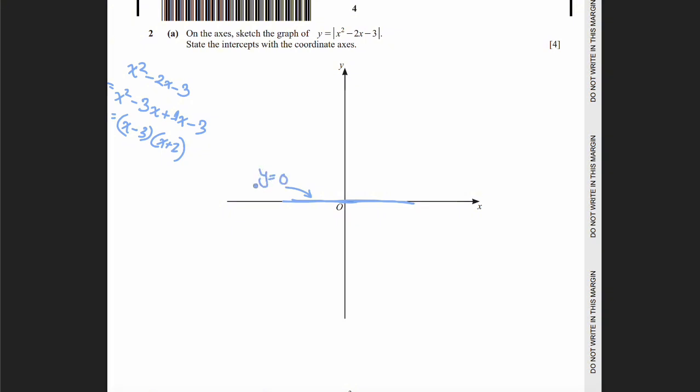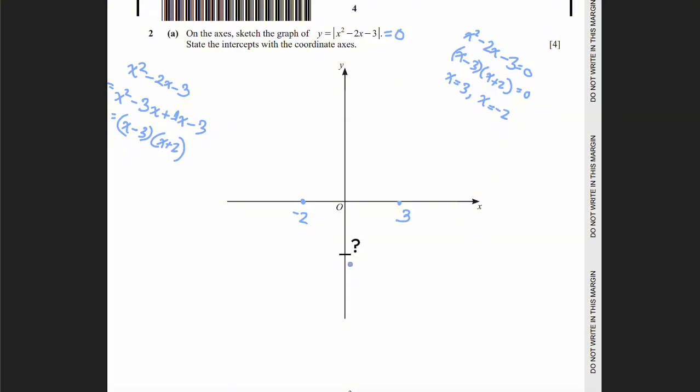the y value is 0. That means this equals 0, right? So x squared minus 2x minus 3 is equal to 0, or x minus 3 times x plus 2 is equal to 0, or x equal to 3 and x equal to minus 2. These are our x-intercepts. Here is minus 2. Here is 3. Then we have to find the y-intercept.